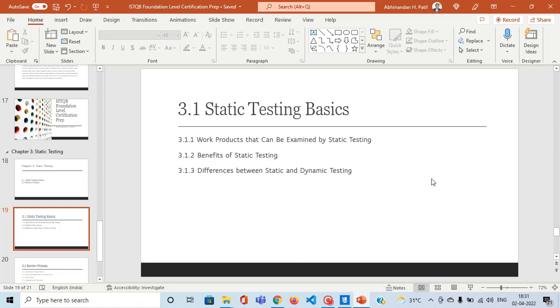And incorrect interface specifications, right? If we are making two entities talk to each other, and they are using different measurement units, such things can be caught. And security vulnerabilities, if there are any, can be caught. And gaps in test basis traceability: if the traceability is not mentioned from the test basis to the test cases, that can be caught. Right, now that is in essence static testing basics. So it is very theoretical in nature.